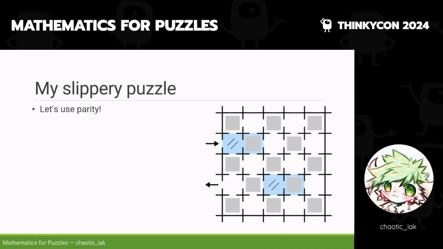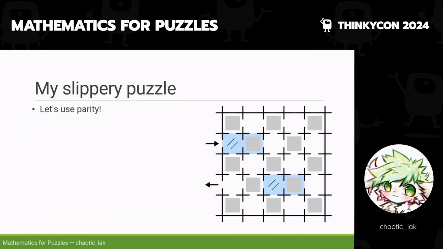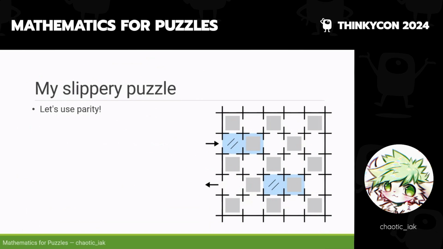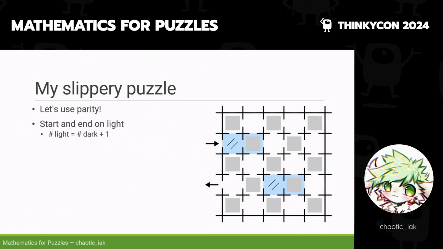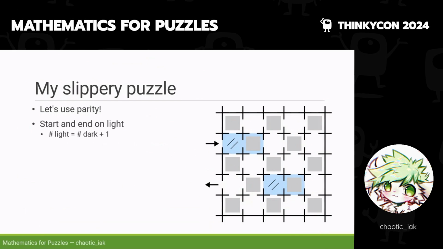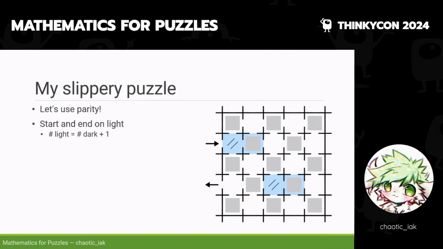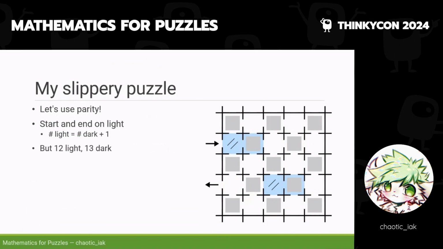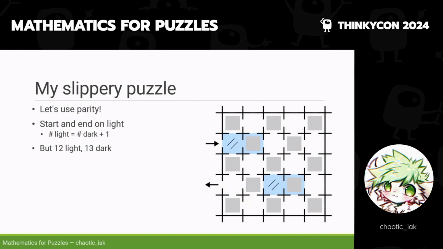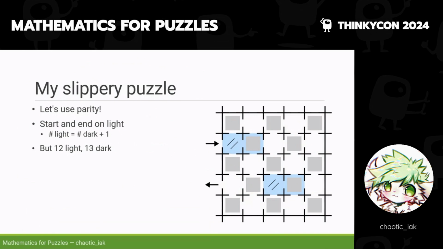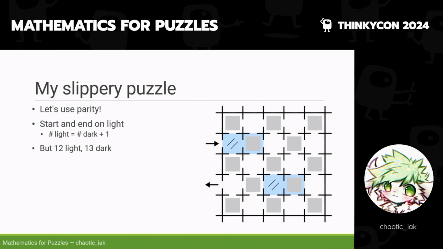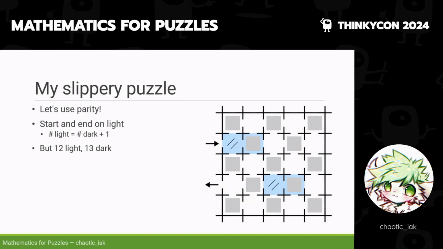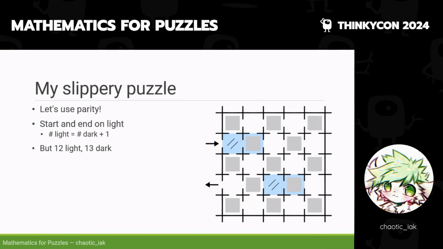And what about the puzzle that I gave you earlier with ice? Well, we have been talking about parity. Let's try to use parity. Now, the start and the end are on light squares. So the number of light squares will be dark plus 1. The problem is if you count it, there are 12 light squares, there are 13 dark squares. You have to visit all the cells, so you will have 13 dark cells. That means 13 plus 1 is 14. You only have 12 light squares.